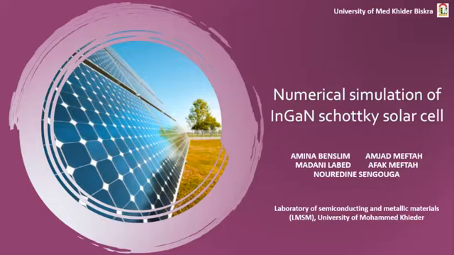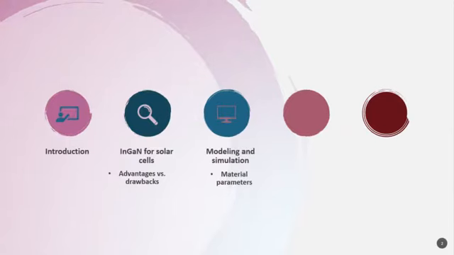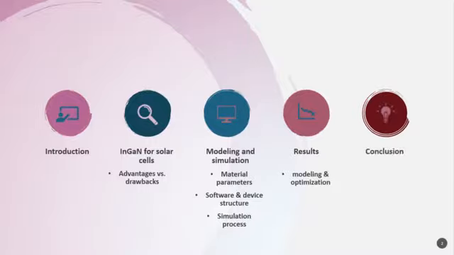Our topic today is numerical simulation of indium gallium nitride Schottky solar cell. Our plan begins with introduction, then advantages versus drawbacks of indium gallium nitride for solar cells, then modeling and simulation that consists of material parameters, software, and the device structure and simulation process. Next, we display the results and finally the conclusion.